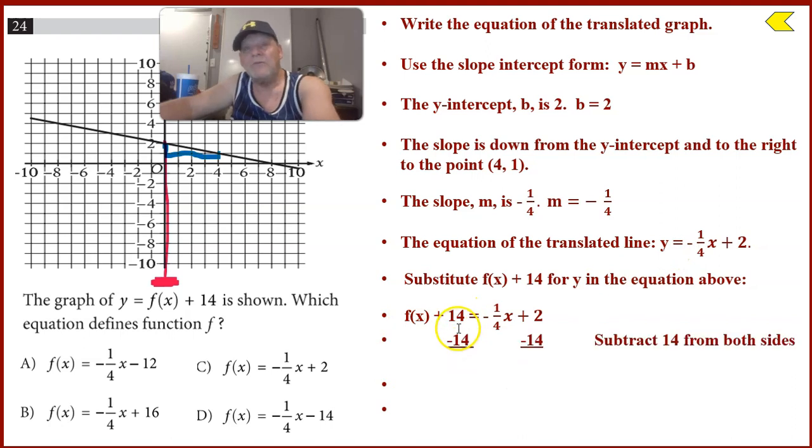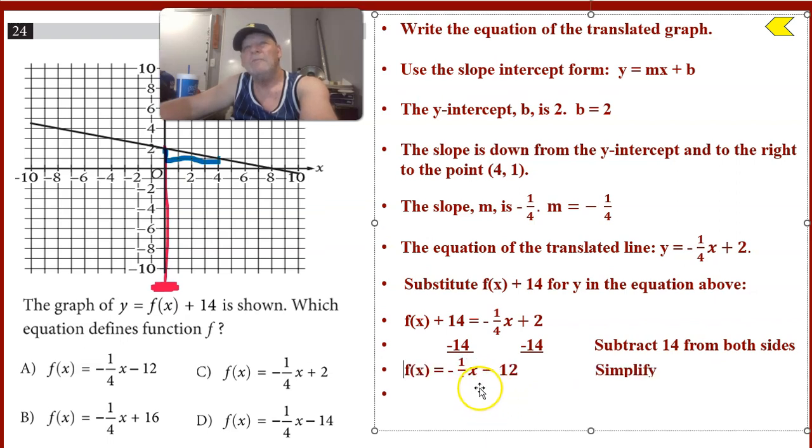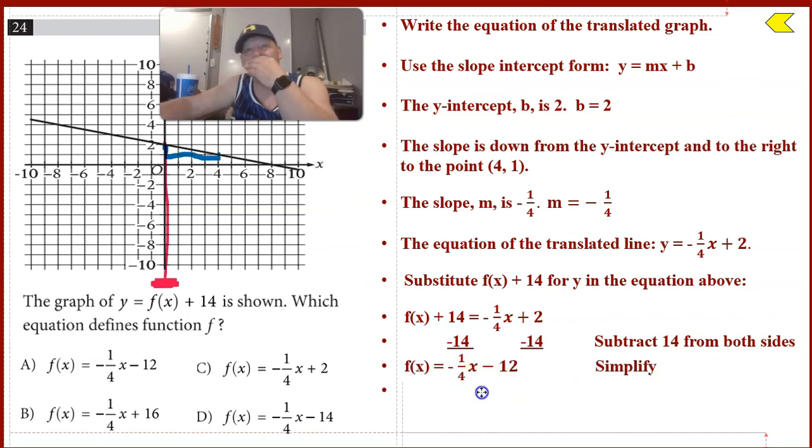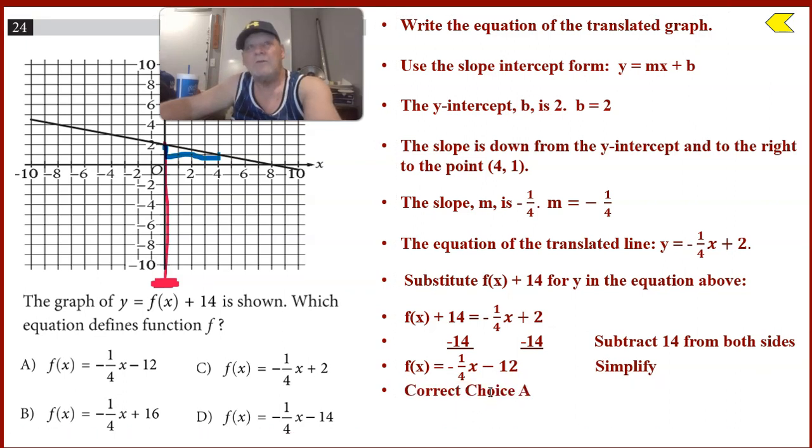Now I just solve this. So I subtract 14 from both sides using the subtraction property of equality. So it ends up being f of x equals negative 1/4 x minus 12, which is choice A.